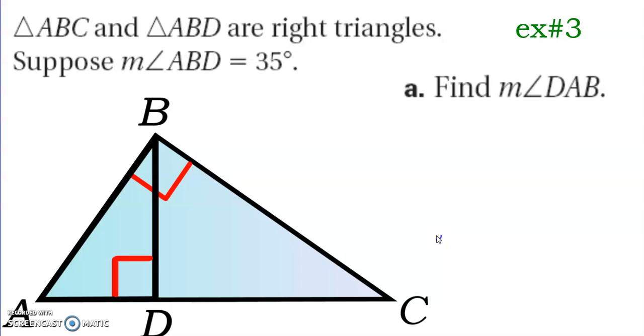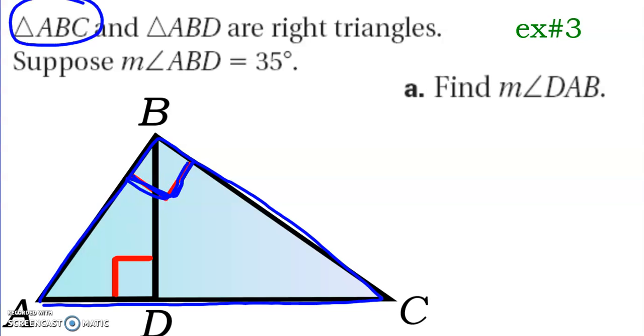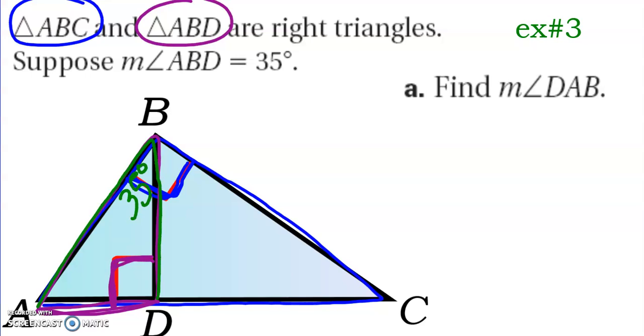So we have triangle ABC, so I'll highlight that in blue, is a right triangle, which you can see by this right angle at angle B. So that's triangle ABC. And then we also have triangle ABD, which is also a right triangle. Suppose that the measure of angle ABD is 35 degrees. So ABD is this angle measure right here. Suppose that's 35 degrees. Find the measure of angle DAB. So we want to know this measure here.